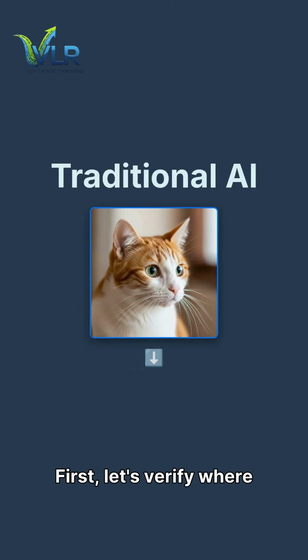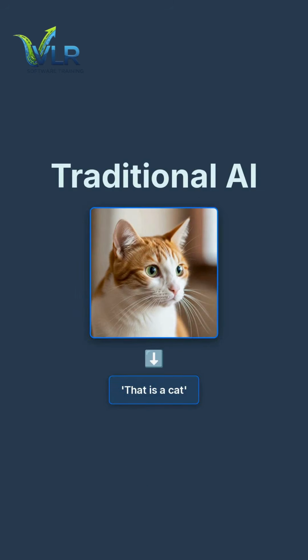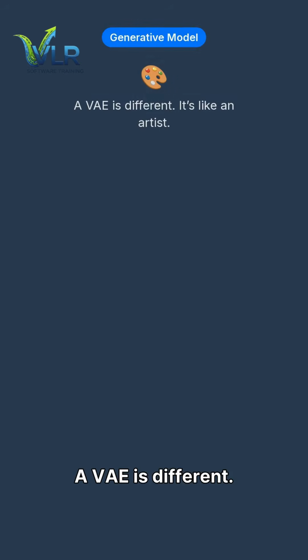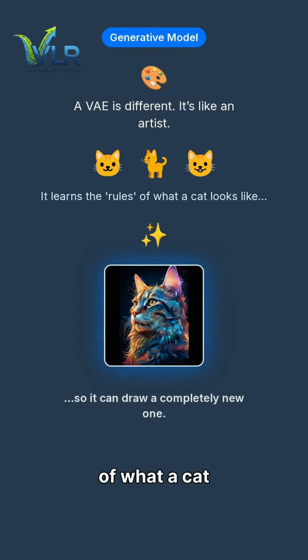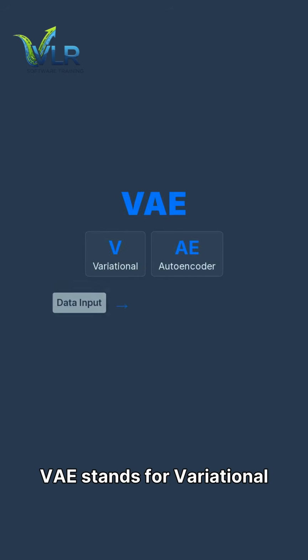First, let's verify where we stand. Traditional AI is like a critic. It looks at a picture and says, that is a cat. A VAE is different. It is a generative model. It's like an artist. It learns the rules of what a cat looks like so it can draw a completely new one. VAE stands for Variational Autoencoder.